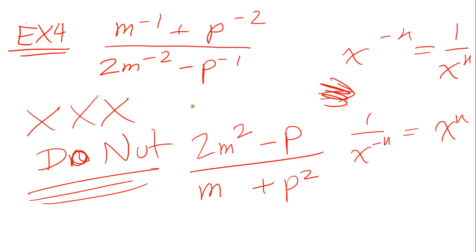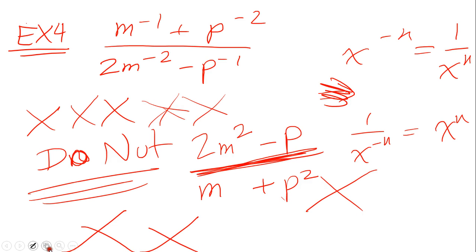That is absolutely wrong. You can't do that. You don't move this. You can't separate them and move them across. This is absolutely wrong. Do not do this. Don't. Okay, that is absolutely wrong.